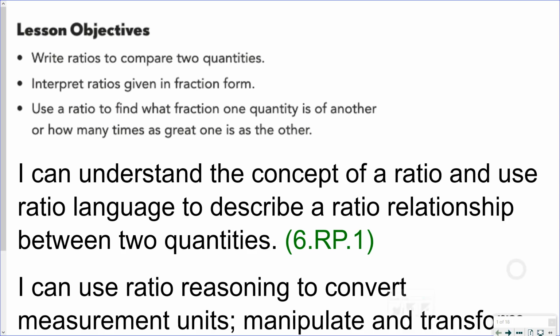For today's lesson, we will begin working with ratios, and we have our 3 lesson objectives listed here at the beginning. So we're going to write ratios to compare 2 quantities, interpret ratios given in fraction form, and use a ratio to find what fraction one quantity is of another, or how many times as great one is as the other.